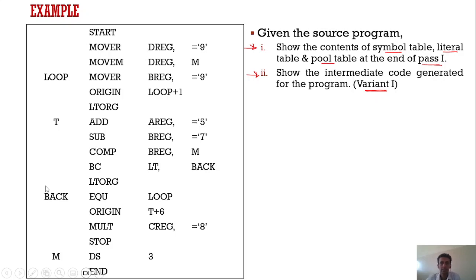Consider an example. Now in this example, for the given source program, we are expected to show the contents of symbol table, literal table and pool table. Further, we are also required to show the intermediate code generated of variant 1 for this given source program. Now let us jump to the solution.